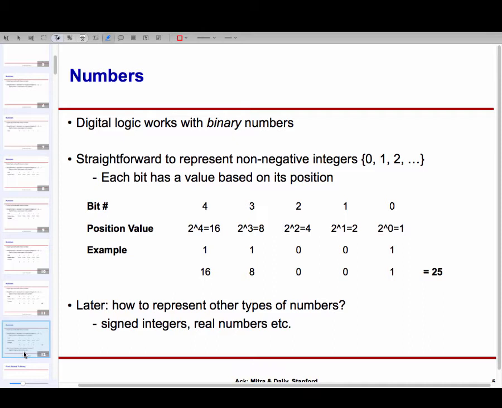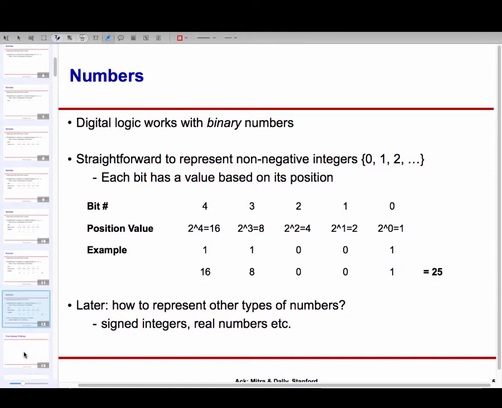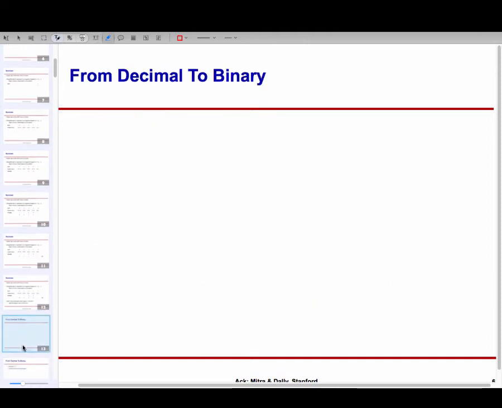And just like early in the course, we saw that the same information, when represented differently, facilitates certain operations to be done more easily than others. So it could be that representing these numbers in some ways makes my logic easier. Like maybe multiplication becomes easier if I represent numbers one way versus another. So we'll see how those are done.